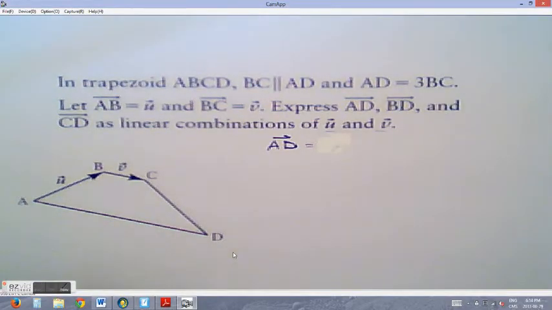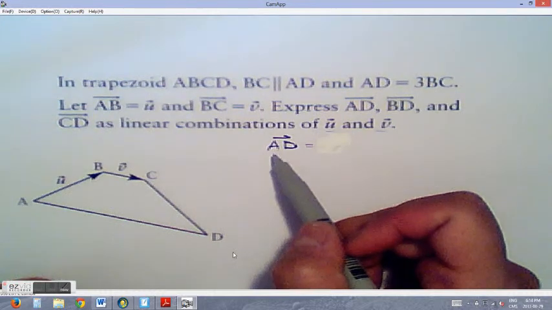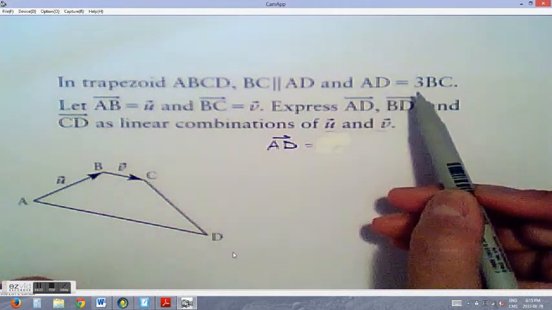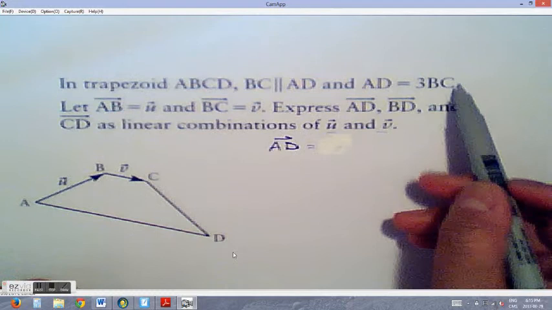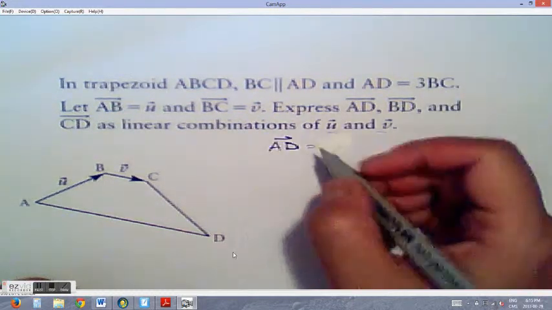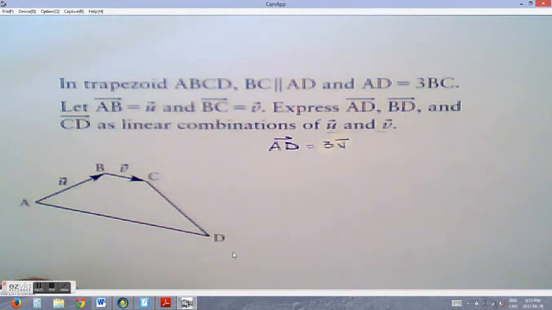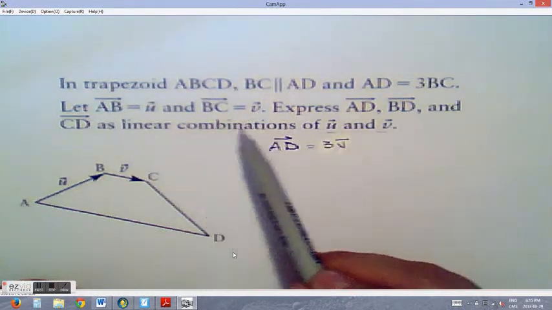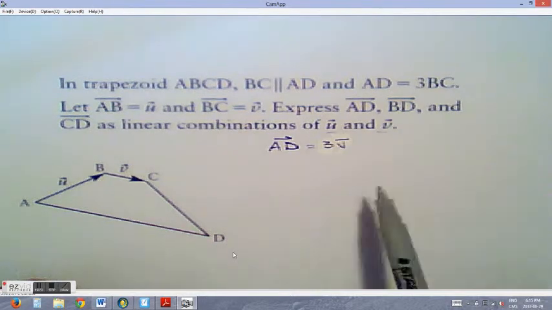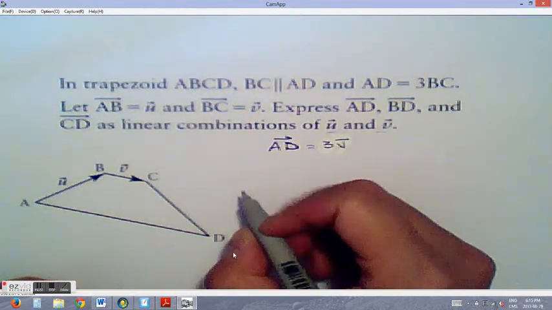Let's first take a look at AD. So the vector AD, we set up here, is AD equal to 3 BC. BC is equal to v. So AD is equal to 3 times v. Remember, we're expressing these as linear combinations of u and v only. So AD is done.